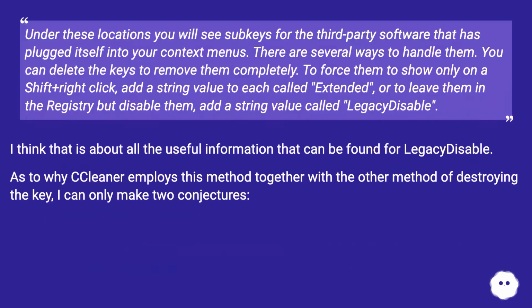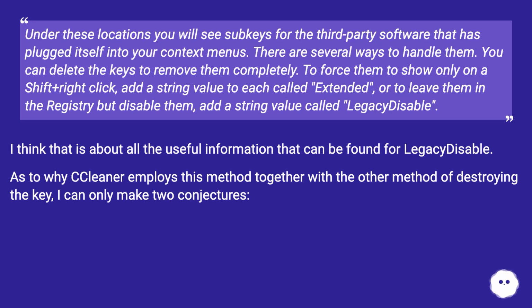Under these locations you will see subkeys for the third-party software that has plugged itself into your context menus. There are several ways to handle them. You can delete the keys to remove them completely. To force them to show only on a Shift plus right click, add a string value to each called Extended, or to leave them in the registry but disable them, add a string value called LegacyDisable. I think that is about all the useful information that can be found for LegacyDisable.